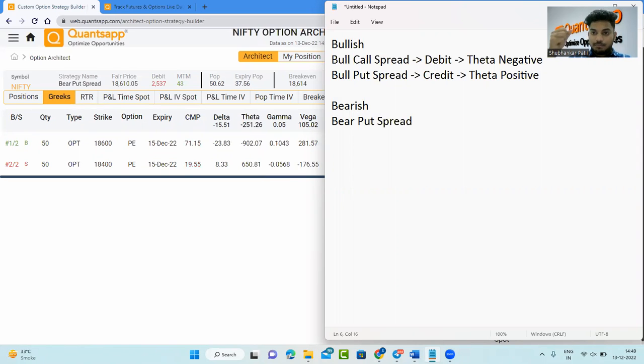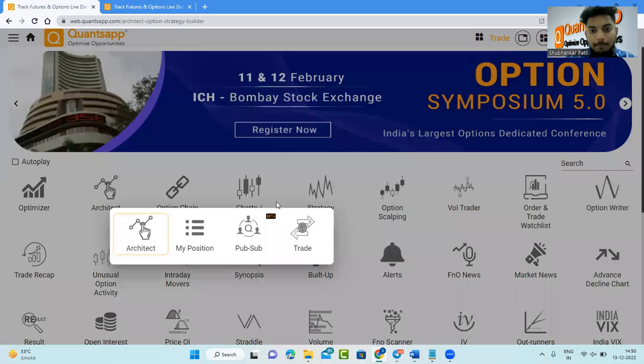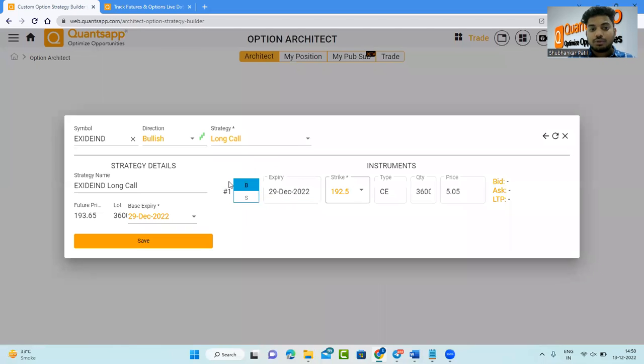The trade is very simple. You need to buy a higher strike put option, which is at the money or in the money put option, and sell an out of the money put option. So this is again a debit strategy, and again a theta negative strategy. Coming to another strategy, which is a bear call spread. Now it is completely opposite of a bull put spread. In this strategy, what you will do is a simple thing. You will create a bearish strategy, but using call options.